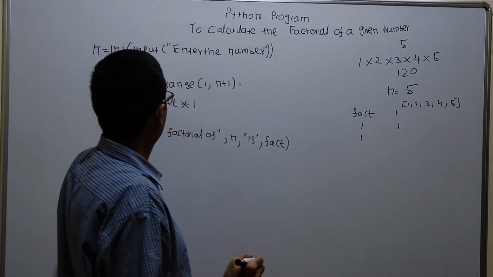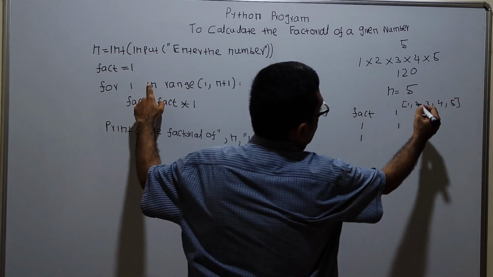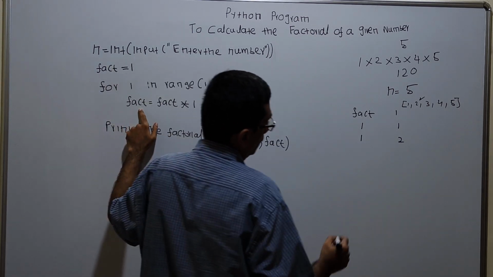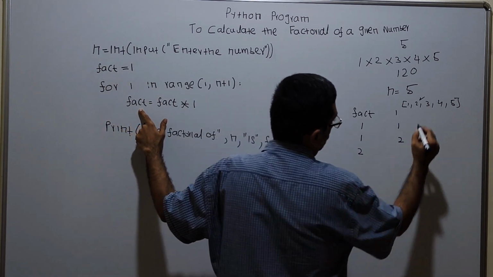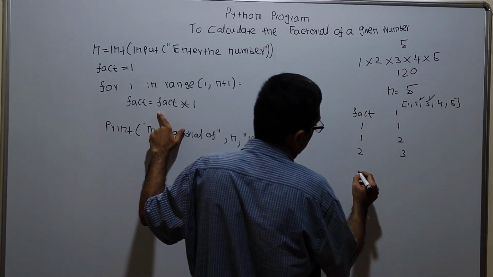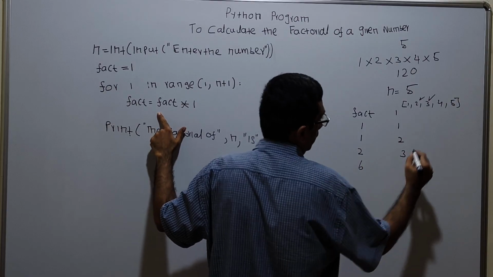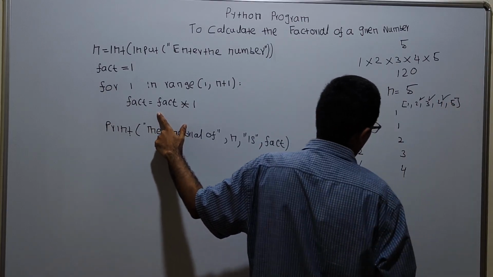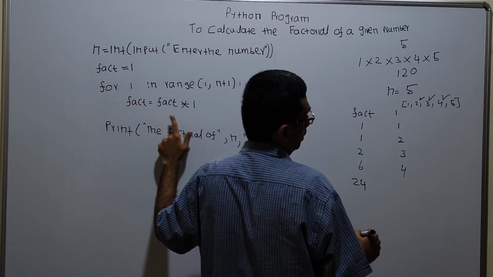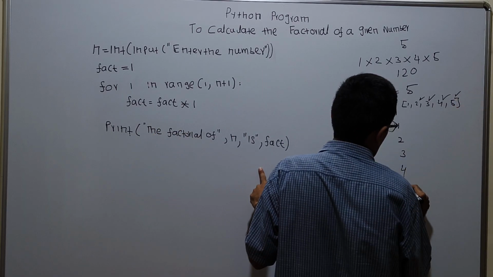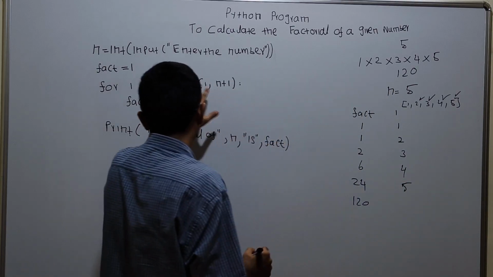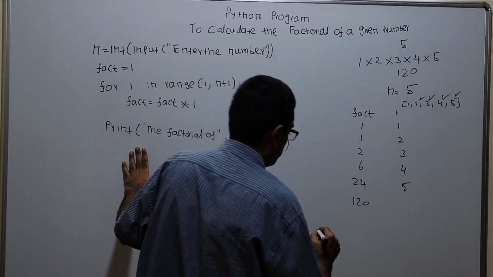In the next iteration, i will take the value 2. Fact equal to fact star i, so fact is 2. In the next iteration, i will take the value 3. Fact equal to fact star i, this is 3 into 2, which is 6. In the next iteration, i will take the value 4. Fact equal to 6 into 4, which is 24. In the next iteration, i will take the value 5. 24 into 5, fact equal to 120. The sequence is over, and control will come out. I am getting a result.